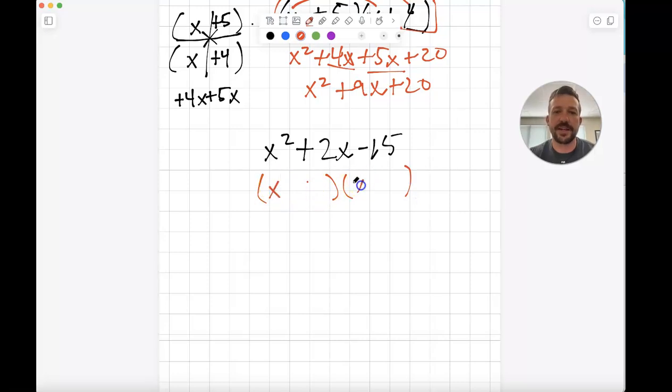So I know it's going to be an x and an x. I'm going to set up my cross. An x and an x. Okay, so I'm going to write down my factors of this. I got 15 times 1. I got 3 times 5.